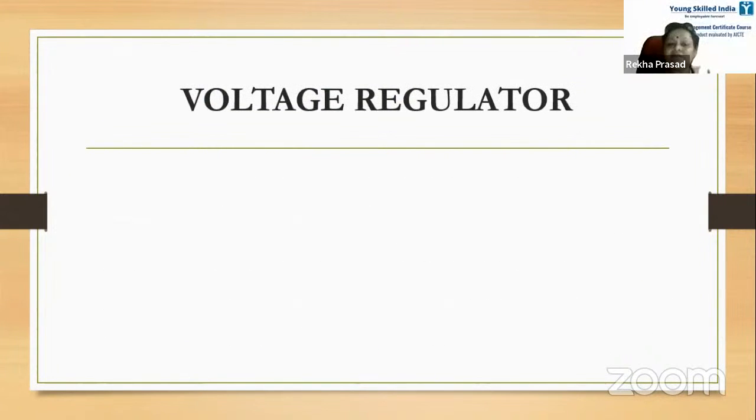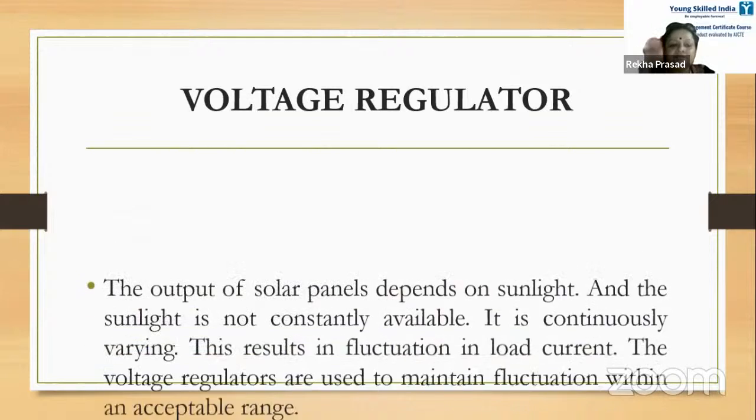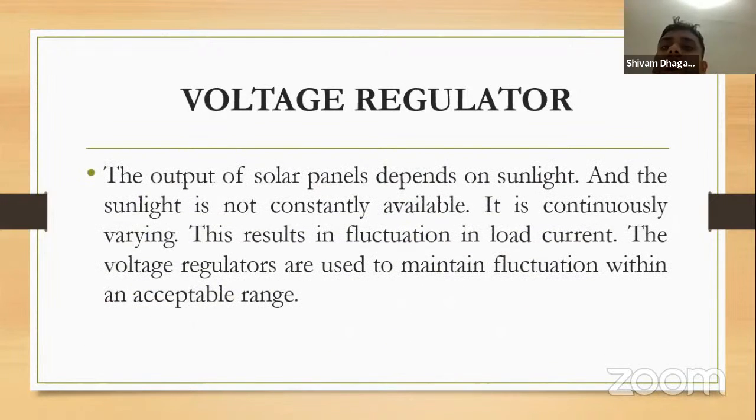Then you have the voltage regulator. The output of solar panels depends on sunlight, and the sunlight is not constantly available. It is constantly varying. This results in fluctuation in load current. The voltage regulators are used to maintain the fluctuation within an acceptable range, because you need the voltage in an acceptable range.